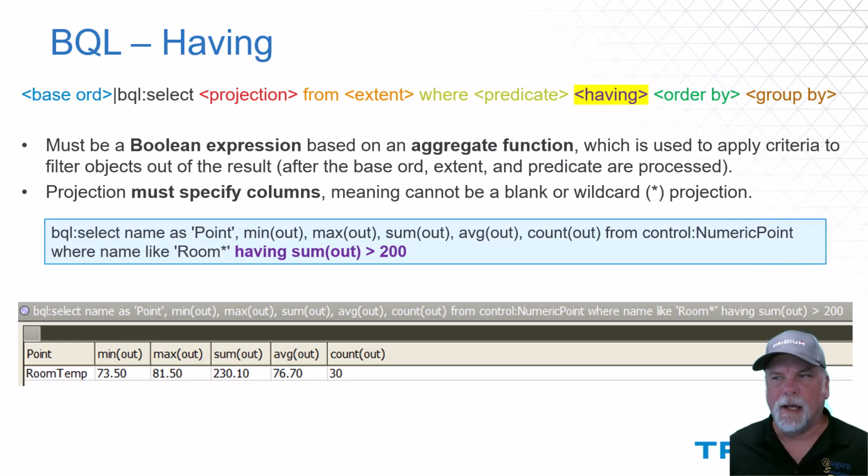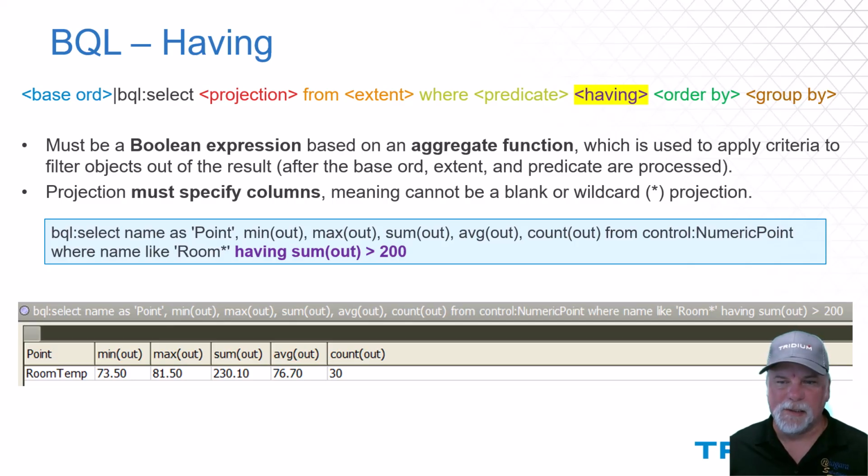There's also an option of using a having clause, and the having clause is sort of like the predicate. It has to be a Boolean expression, and that expression has to be based on an aggregate function. So the way the BQL engine works is it will resolve the base ord and the extent, and also the predicate to process and get that result set. And then the having clause then can aggregate information to decide what to exclude from the results further. You have to specify a projection, so it can't be a blank projection or a wildcard projection or the all projection. You have to specify columns.